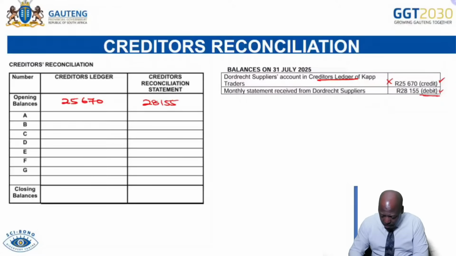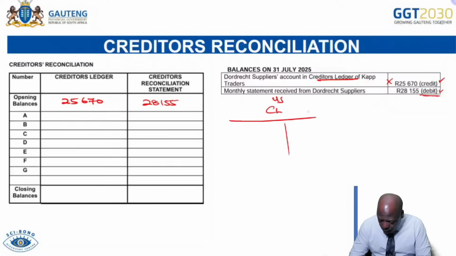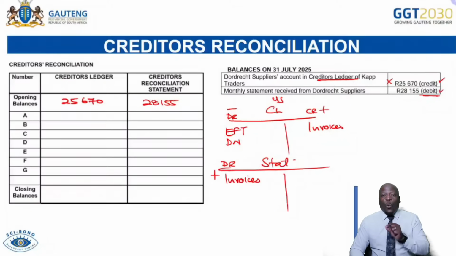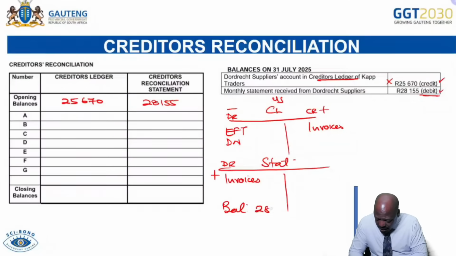Still with me? Okay, let's simplify it. In the creditors ledger, which is done by us, on the credit side, it's going to be a plus. This is where we record our invoices when we buy from them. And then on the debit side, it's going to be a minus. This is where we record the EFTs, and this is where we record our debit notes when we return. And then according to them on the statement, on the debit side, this is where they have a plus. This is where they record the invoices. So if we owe them, that balance is going to be on the debit side here, 28,155. It simply means we owe them.